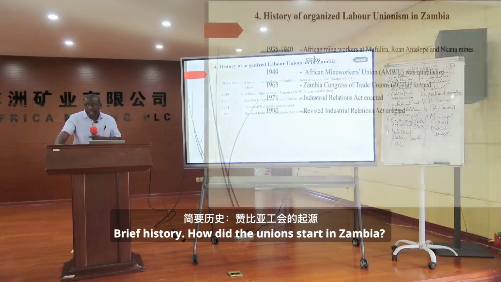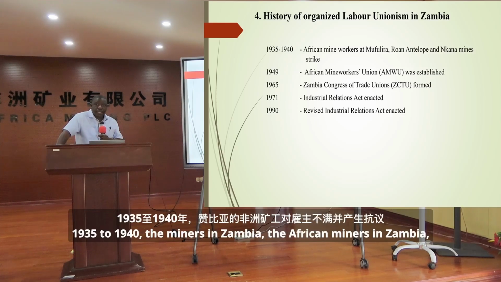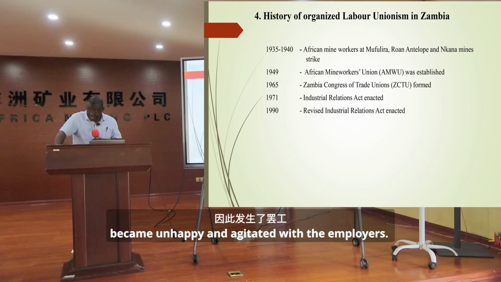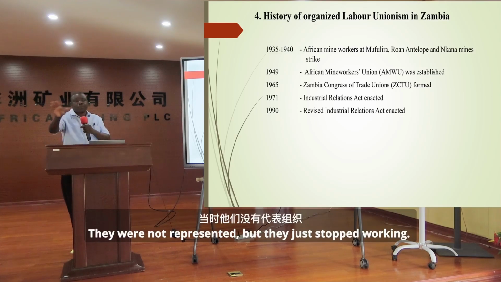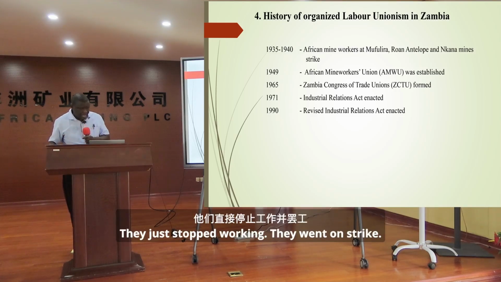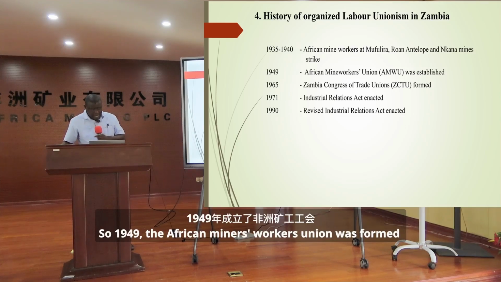Brief history. How did the unions start in Zambia? Between 1935 and 1940, the African miners in Zambia became unhappy and agitated with the employers. They went on strike. They were not represented, but they just stopped working. Later, it was determined that maybe they should have a union. So in 1949, the African Miners Workers Union was formed.